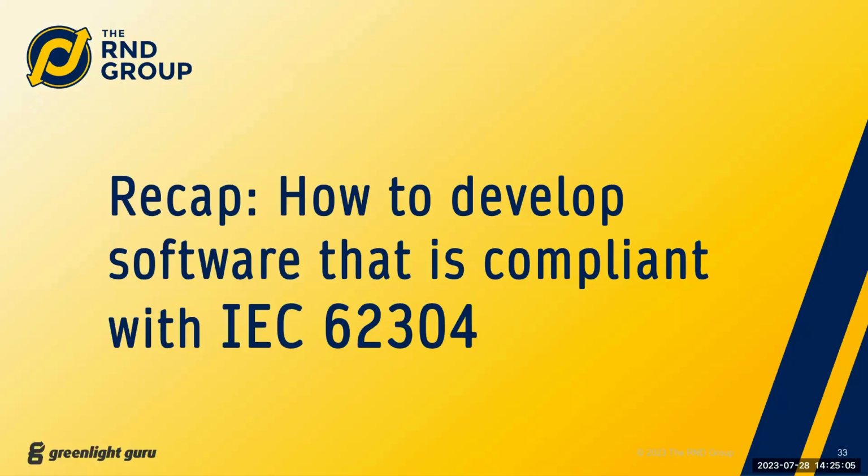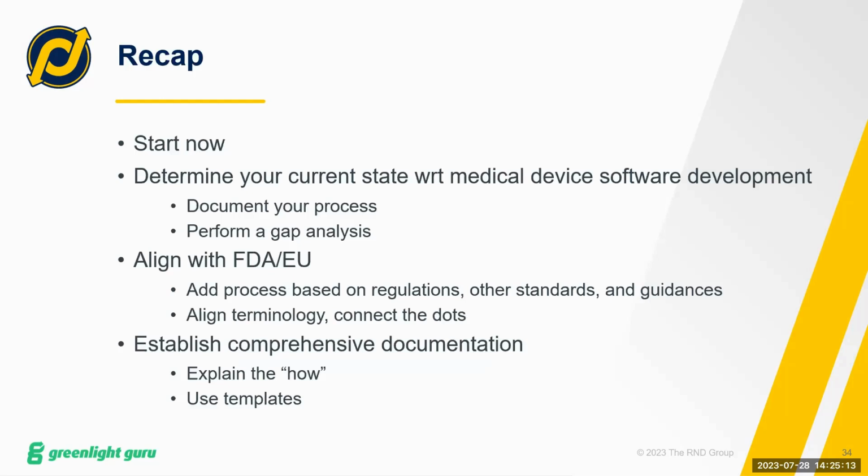All right, so the final couple slides are just a recap of what we've talked about today. Make sure you start now, don't wait. Get that process defined, make sure it's compliant with what it needs to be, and get busy on it. Make sure through that gap analysis you're identifying your current state. And like I said, you want to make sure that it's not just 62304, but any other requirements that you need to comply with.